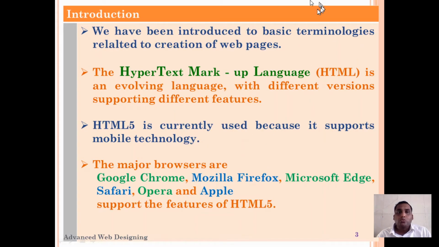We have been introduced to the basic terminologies related to the creation of web pages. HTML stands for hypertext markup language, an evolving language with different versions supporting different features. There are many features in HTML5 so that we can create a good professional website. You can have your own professional website after completion of this portion of your eLearn standard. HTML5 is currently used because it supports mobile technology. The major browsers are Google Chrome, Mozilla Firefox, Microsoft Edge, Safari, Opera, and Apple. All of these support HTML5.